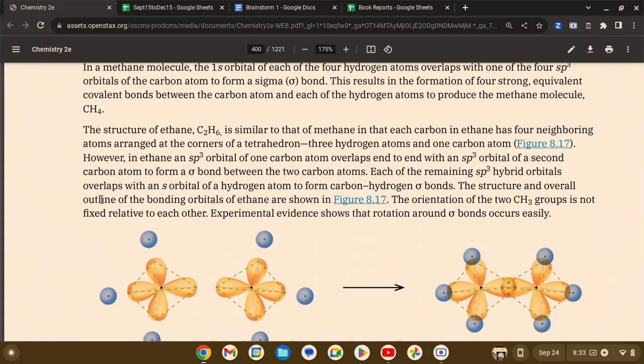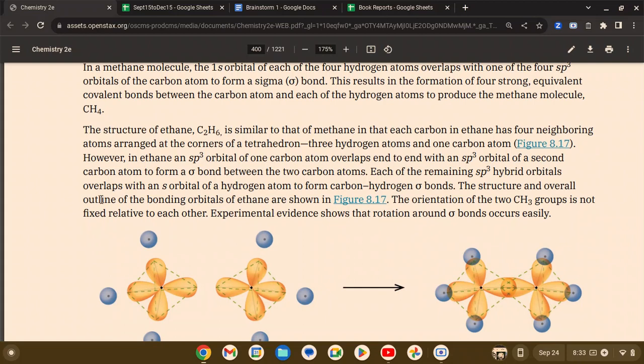In a methane molecule, the 1s orbital of each of the four hydrogen atoms overlaps with one of the four sp3 orbitals of the carbon atom to form a sigma bond. This results in the formation of four strong, equivalent covalent bonds between the carbon atom and each of the hydrogen atoms to produce the methane molecule, CH4.